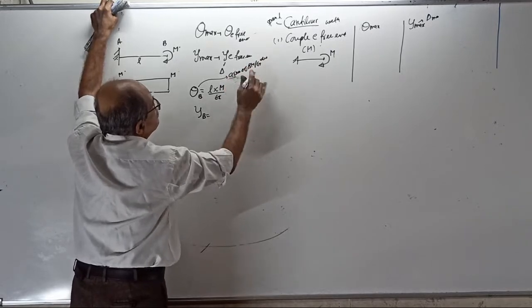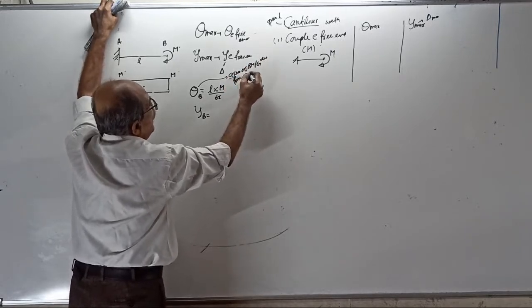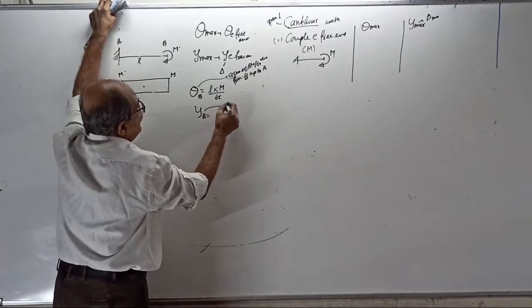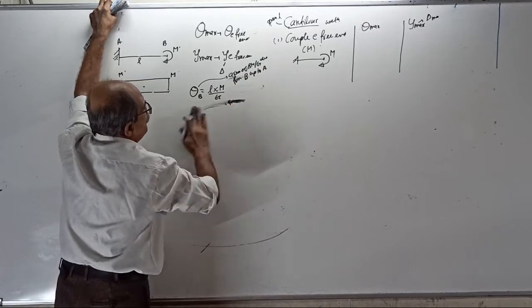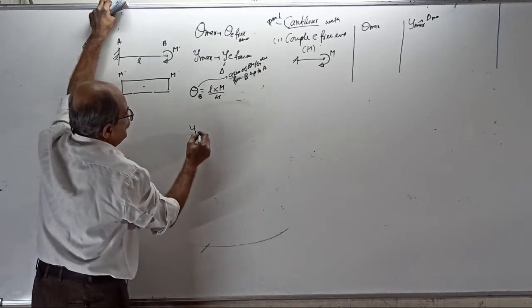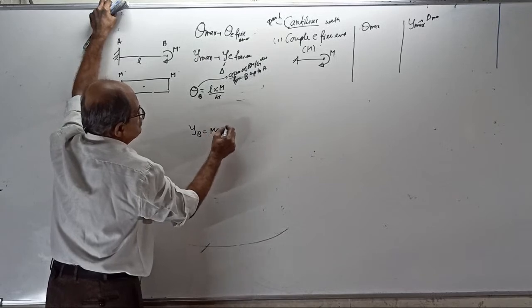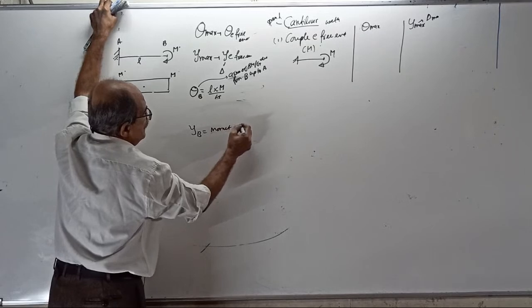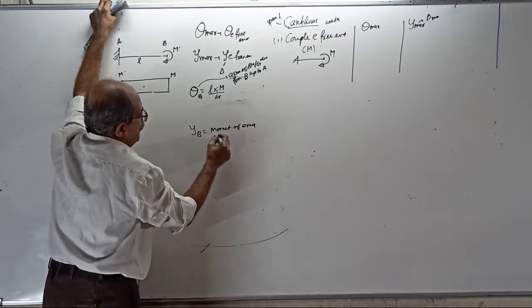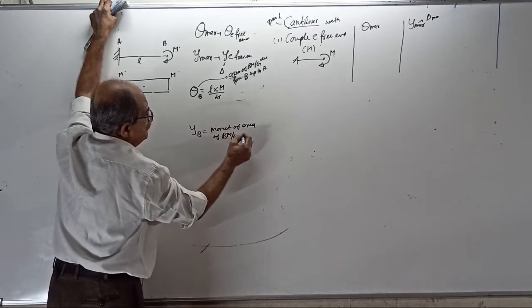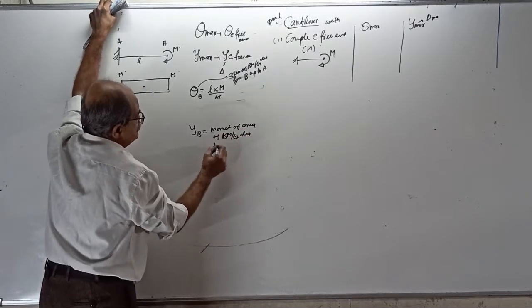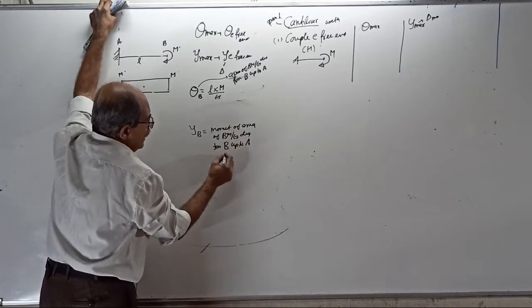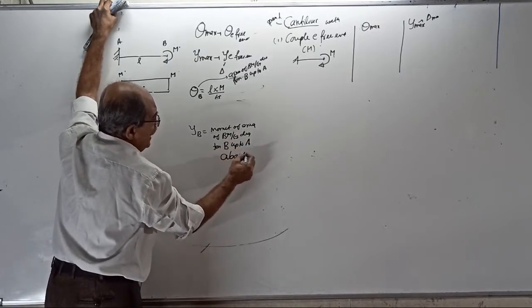Between, or from B up to A. A means fixed end. Here. YB is what? YB is moment of area of BM by EI diagram from the point B up to A, about B, about where you want deflection.